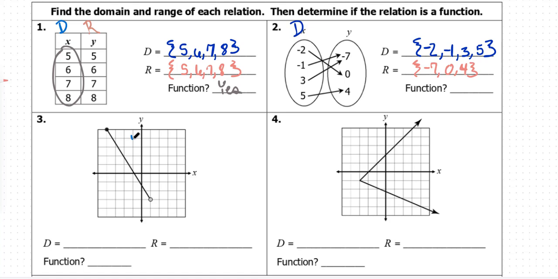Since there's no arrow that leaves an x value twice, so in other words, we don't have another one that does like this, then it is a function.